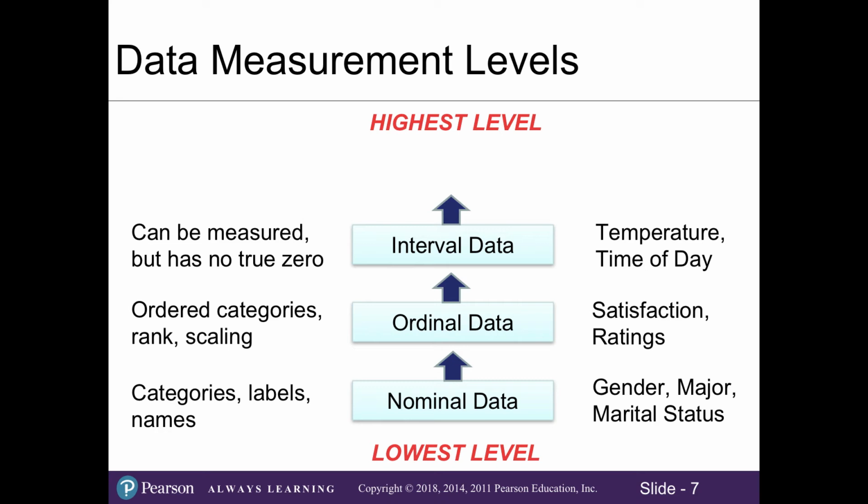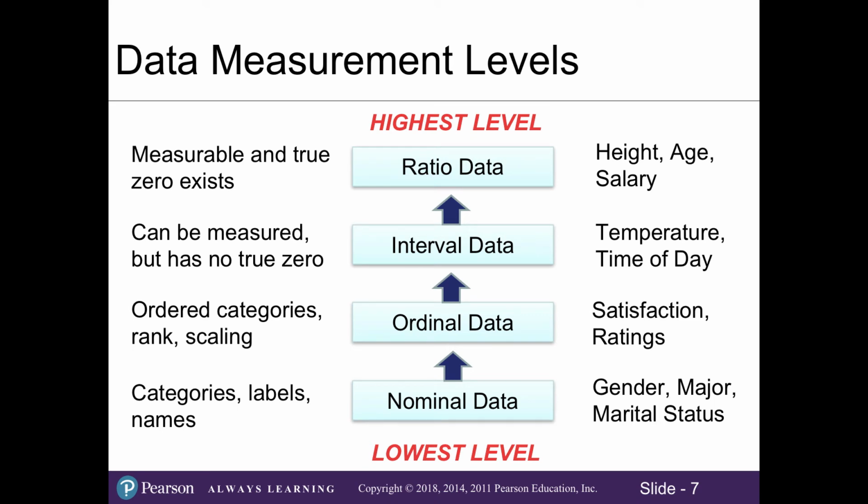Or for instance, the time of day. I ask you what time it is. There's no zero in the time of day. This leads us to ratio data. So this is measurable data and a true zero exists. So examples here would be height, age, and salary. So 0 height would be, well, non-existent, for instance, but we have the height of a 5'3" person, like myself. Same thing with age. You can have a 20-year-old person or a 1-year-old, or for instance, salary. For instance, you could have a true $0 salary, meaning you don't have one, or you're working for free.